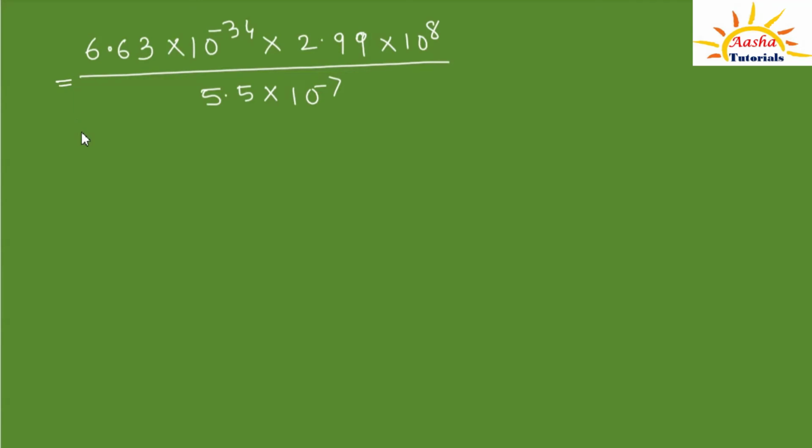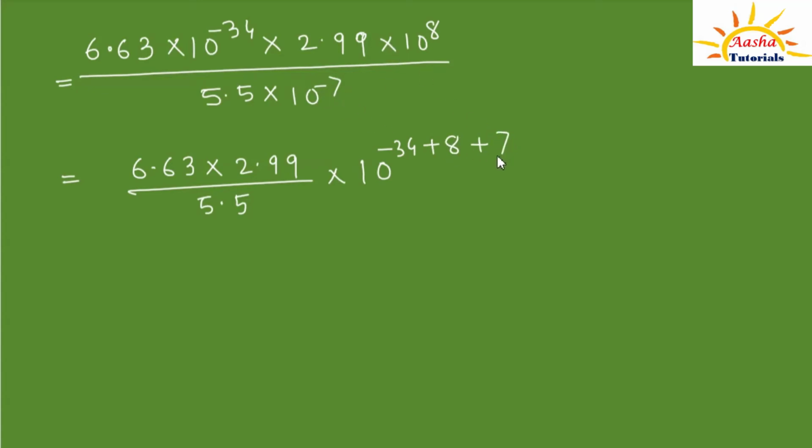How do we solve this problem with the help of the log table? While solving such a problem with the log table, remember one thing: do the calculation of the numbers separately and the calculation of the powers separately. So if I write the numbers separately first, that is 6.63 into 2.99 divided by 5.5, and the powers collectively I will write as 10 raised to minus 34. Then here we have plus 8, and this minus 7, if I take it to the numerator, becomes plus 7. So this power calculation we have to do separately.